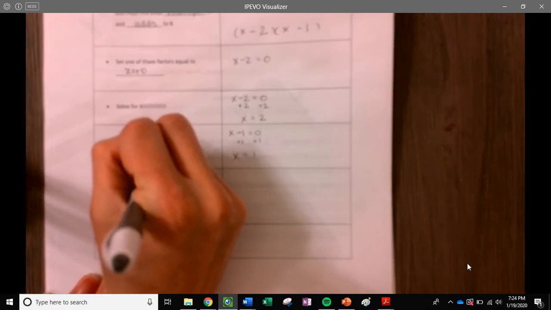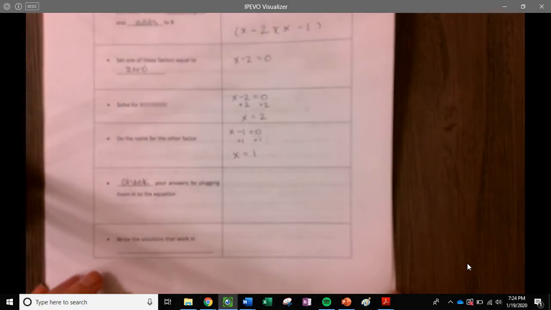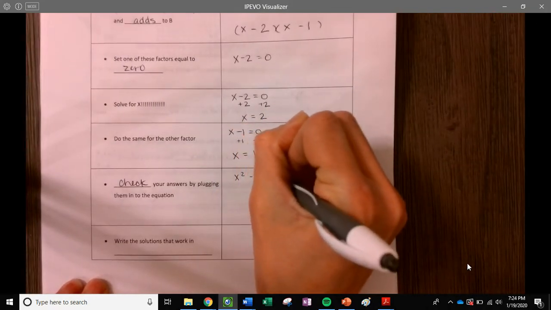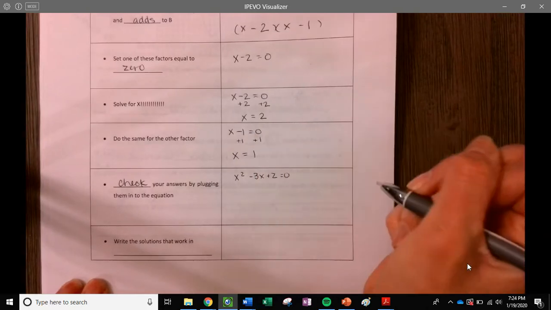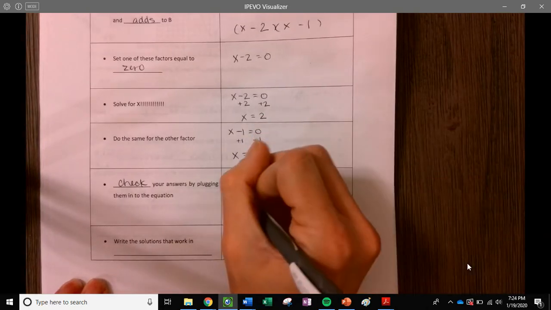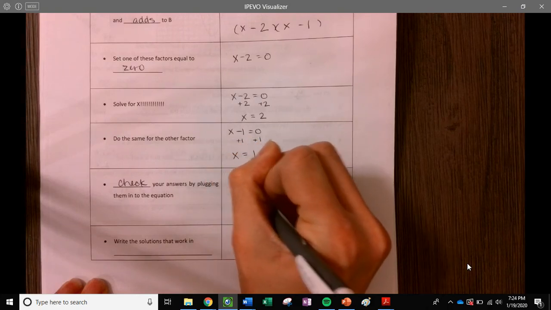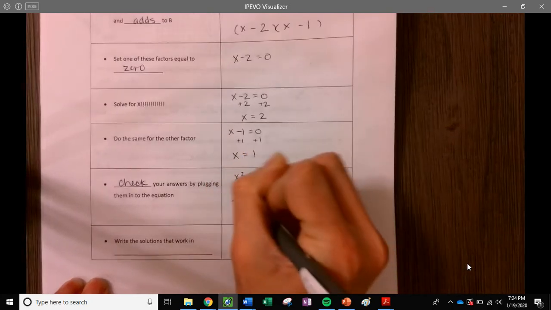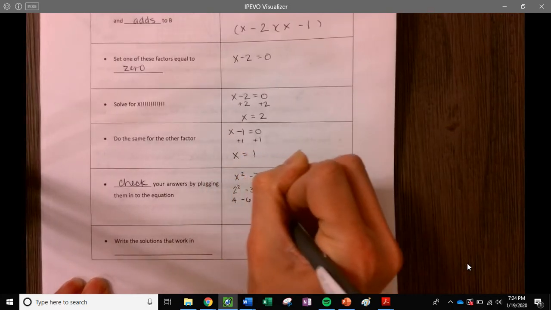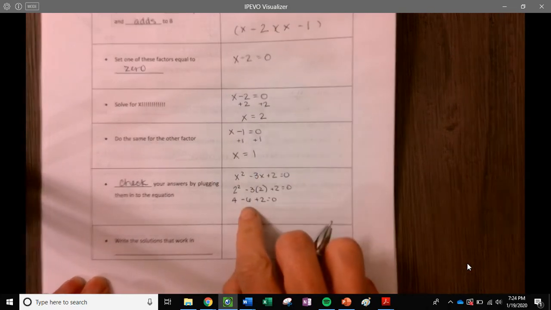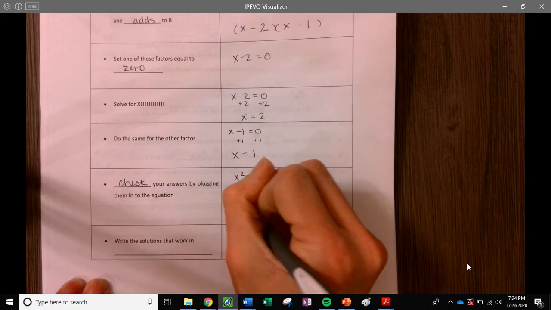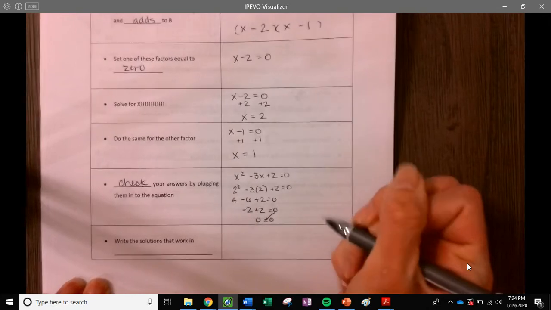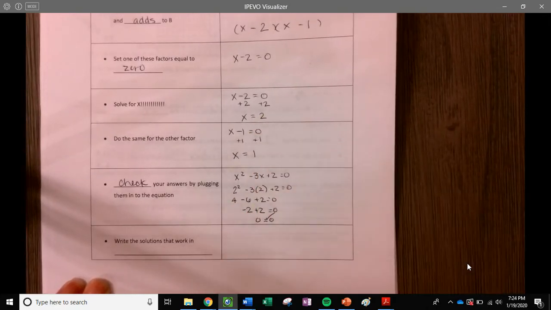Check your answers by plugging them into the original equation. So I had x squared minus 3x plus 2, and we want it to equal 0. I'm going to start with 2. 2 squared minus 3 times 2 plus 2 equals 0. 4 minus 6 plus 2. Does that equal 0? 4 minus 6 is -2, plus 2. Yes, indeed. That one equals 0. So we know that 2 works as a solution.